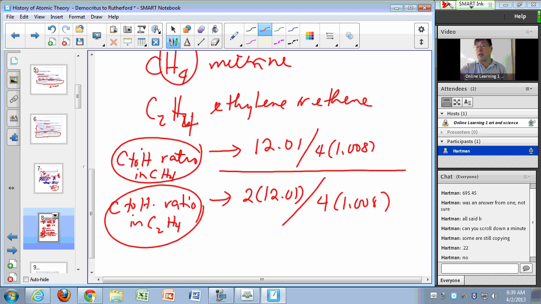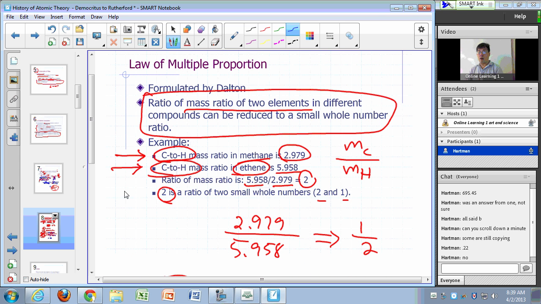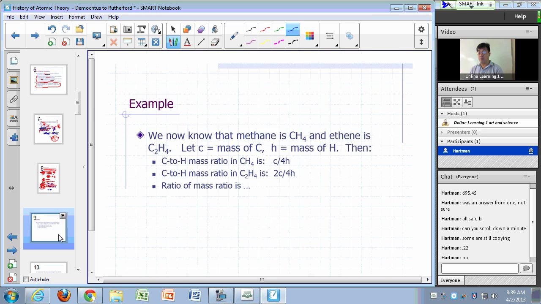Well, what do we get here? If you take the ratio of these two ratios, 12.01 cancels out, 1.008 cancels out, 4 cancels out. You just get a ratio of 1:2. By assuming that methane and ethylene have formulas of CH4 and C2H4, then you can show that the ratio of mass ratios of carbon to hydrogen is going to be a small whole number ratio. So that would explain the law of multiple proportion. And that's what we did here.